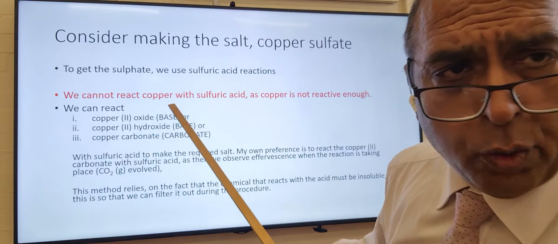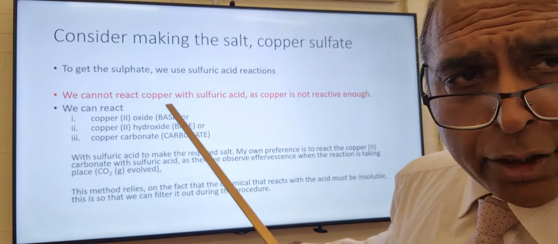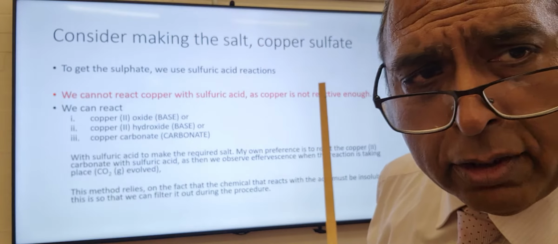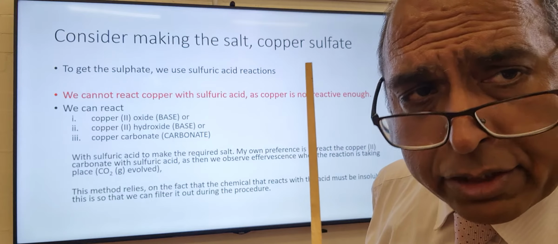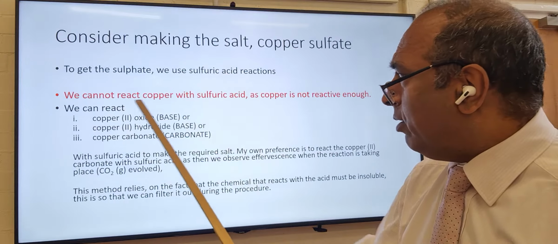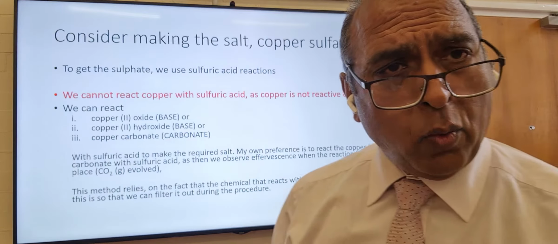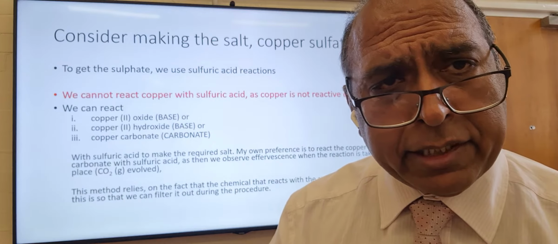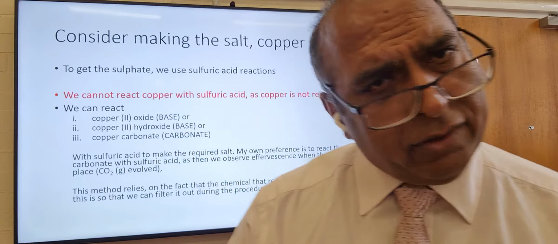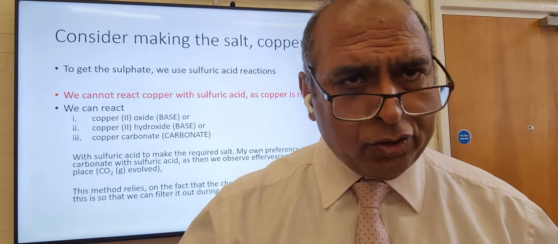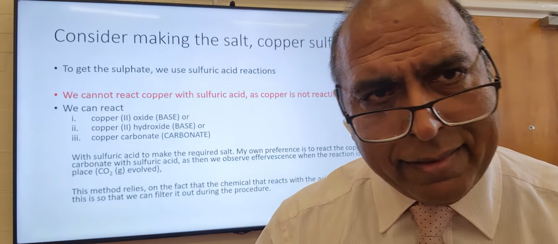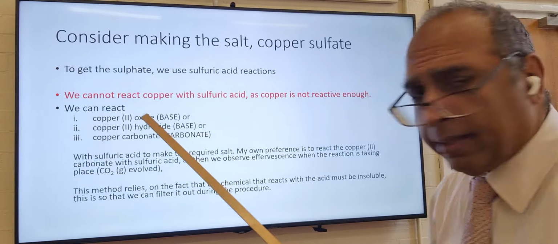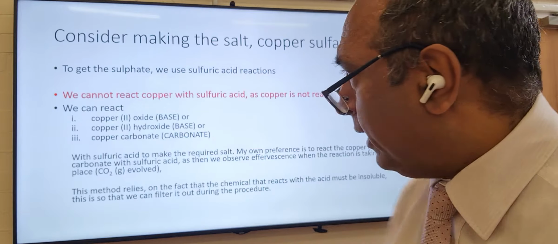You might think that we could react copper with sulfuric acid. I'll show you this in a minute, but we find there's no reaction. The copper as a metal is not reactive enough to react with any acids. So we cannot react copper with sulfuric acid. One of the main errors that pupils make is to choose copper and sulfuric acid, react them together, and the whole thing seems to work, and they do a whole method, not realizing that that fundamental reaction will not happen. So you can't pick it. That's why I put it in red. You cannot pick it, don't pick it.